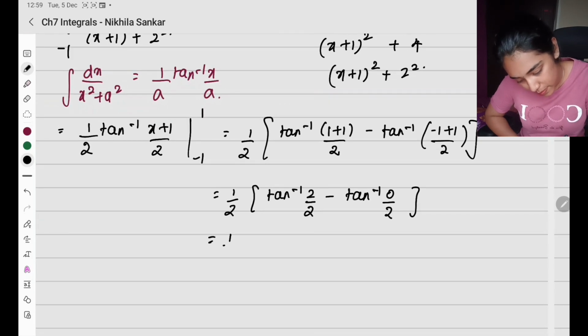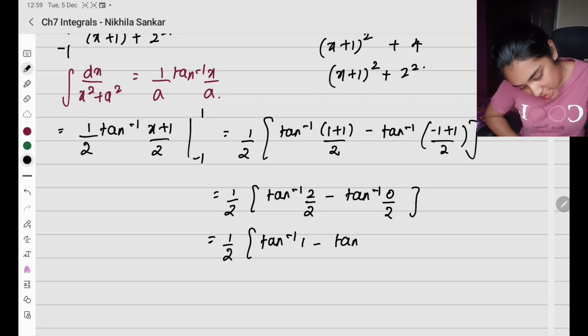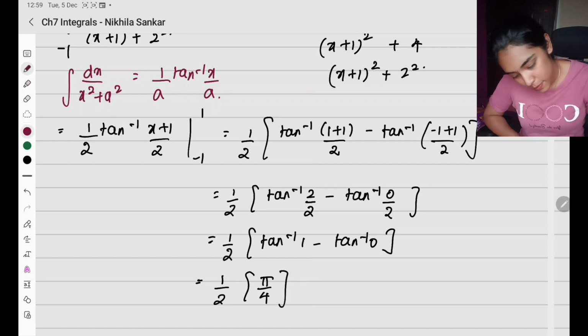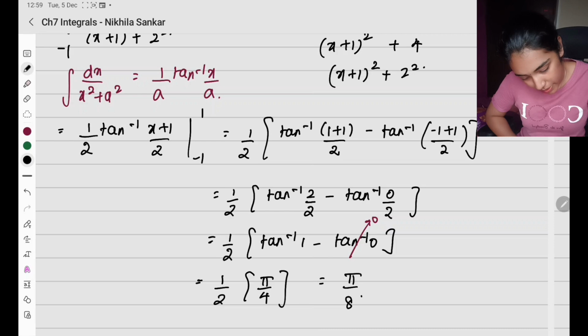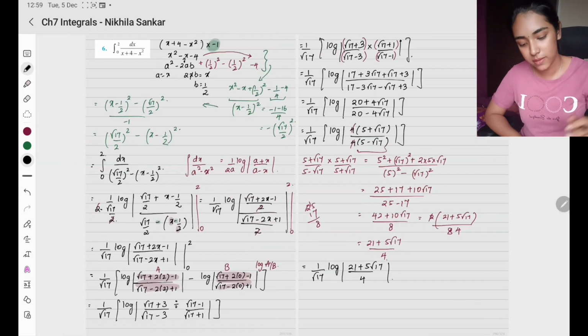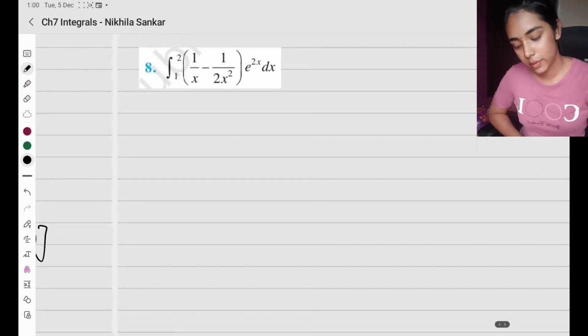So this is very simple. Half tan inverse of 1 minus tan inverse of 0. Half times pi by 4. This becomes 0. So I have the final answer to be pi divided by 8. Okay, please copy. Question number 8.